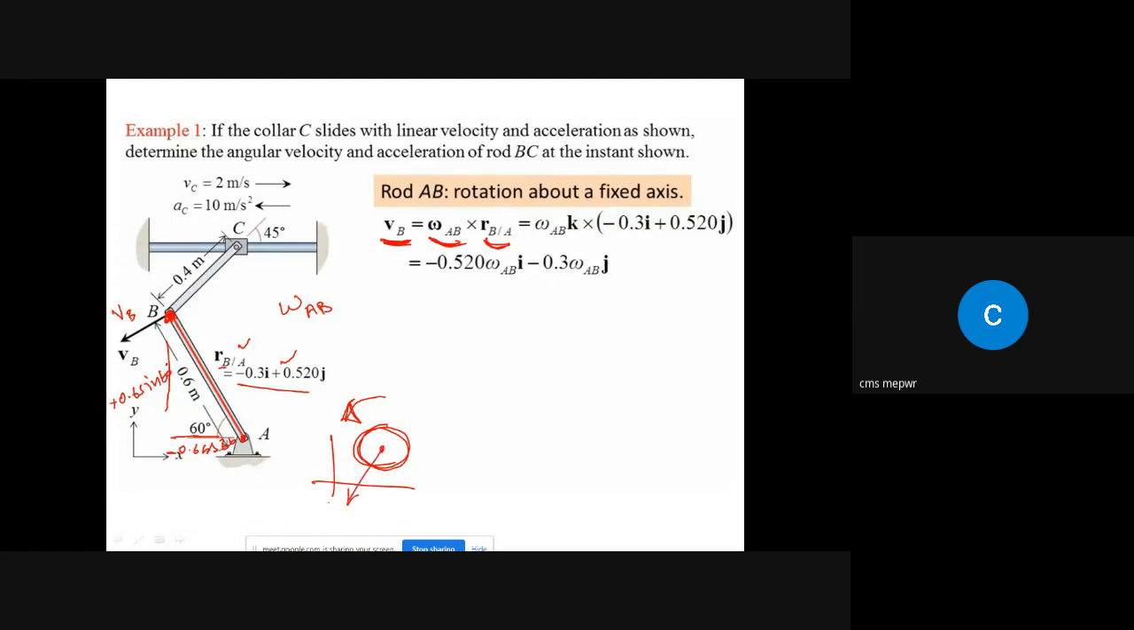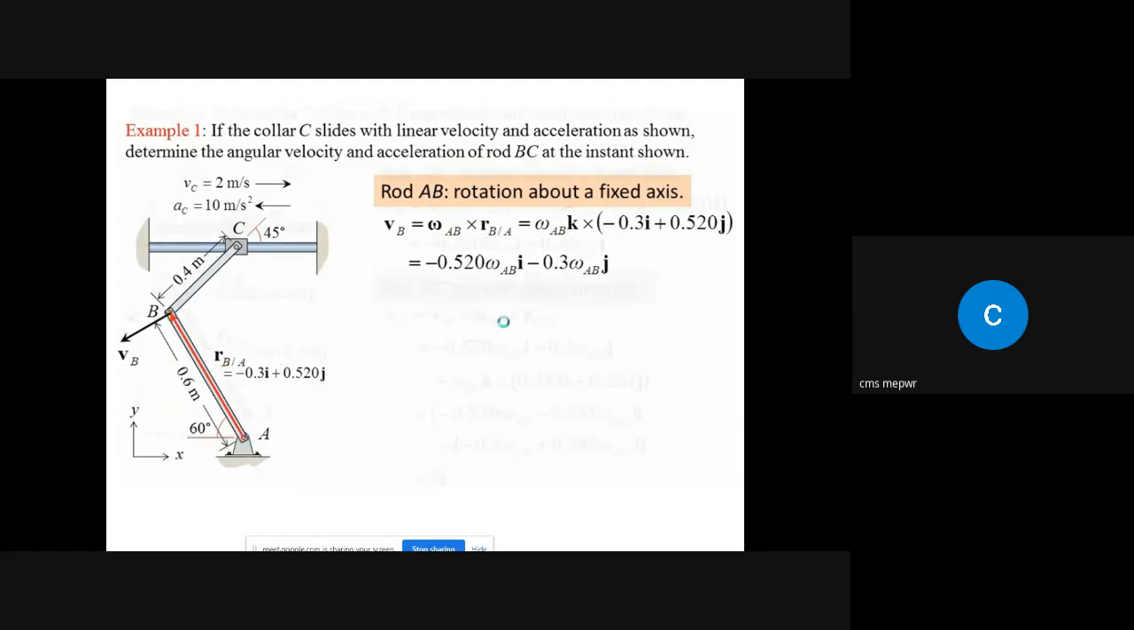And this direction will be in Z direction. This is in Z, and the unit vector along Z is K. So that's why with omega AB, if you want to write it in vector form, that will be magnitude times the unit vector, which is K, and it is along Z direction. And instead of RBA, you can write down this position vector. So when you solve it, you will get this equation. That is VB in vector form. That will be equal to this one.